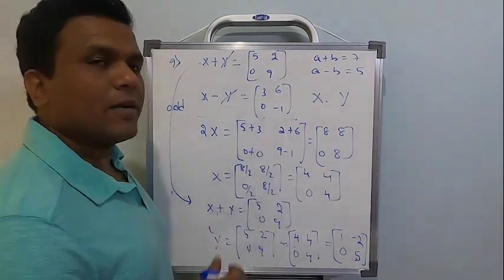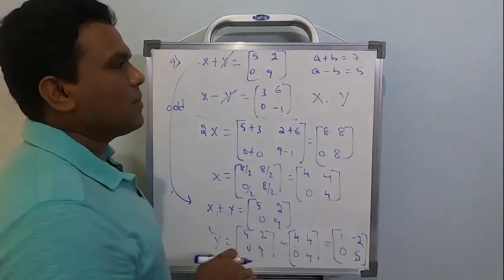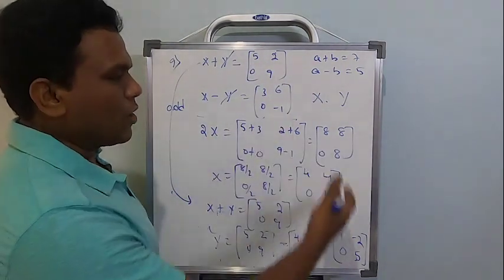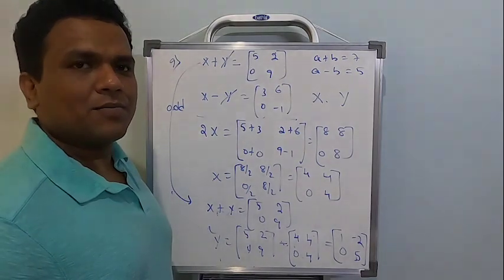So that's how X and Y are going to be obtained. Just use the simultaneous method. There are many methods of solving a system of linear equations. One of the common procedures we use is the simultaneous system. So just use it.